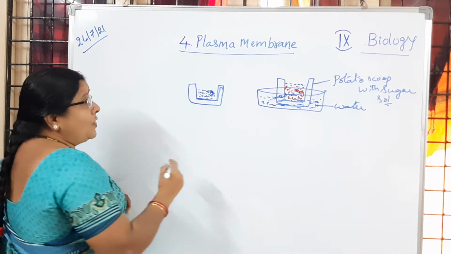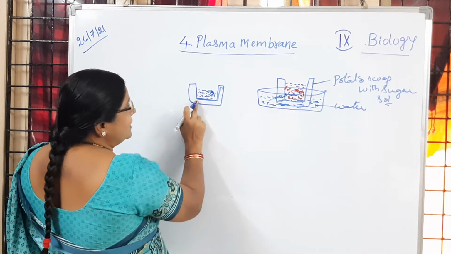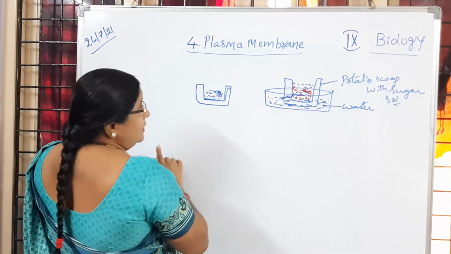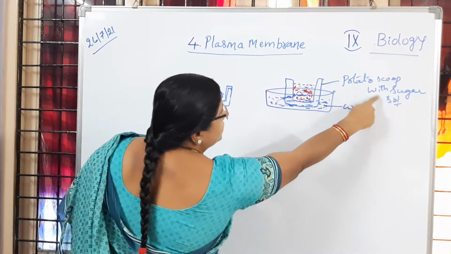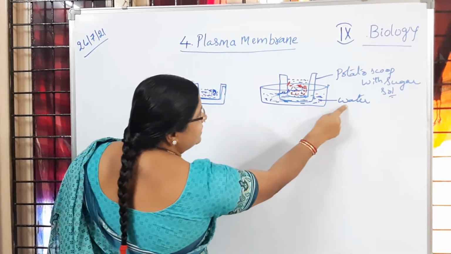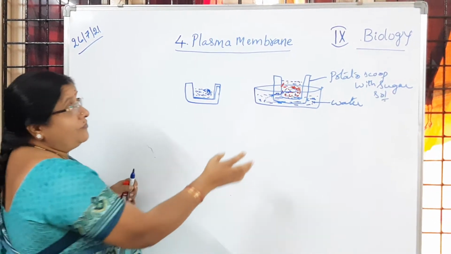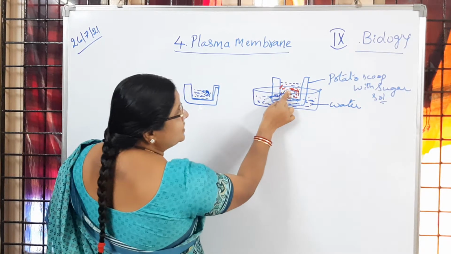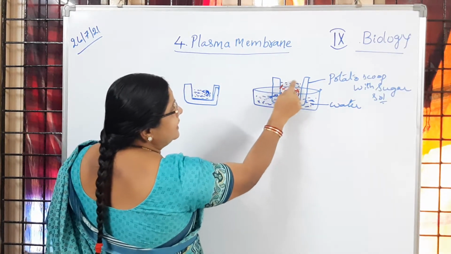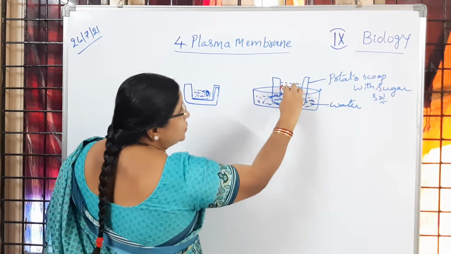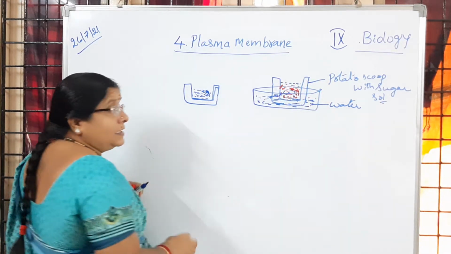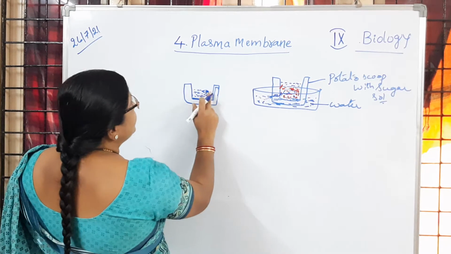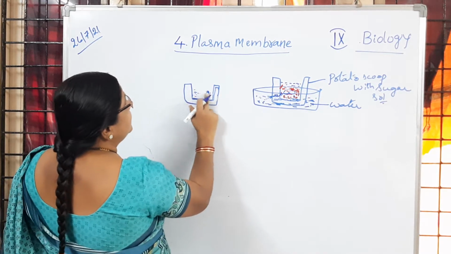Then next, what do we have to do? We have taken here a potato scoop with sugar solution, and in the plate we have taken water. When water is taken in the plate, the water is entering into the potato scoop, so that the level of solution, whichever is given, is increasing. That you have observed.